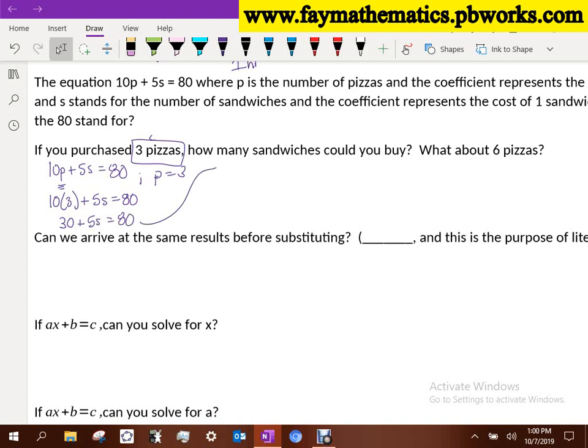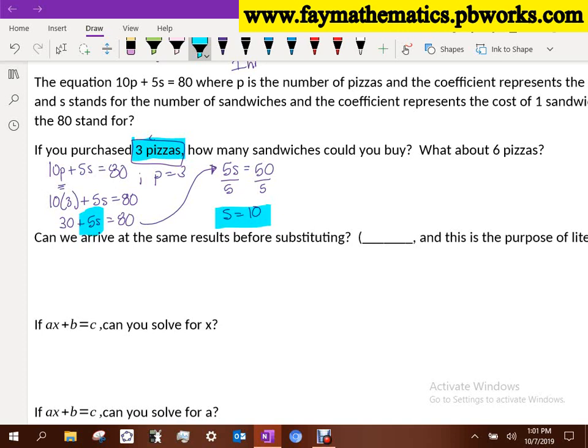Now what would you do to both sides? Try to find s. Subtract what? Alright, that's what I'm solving for first, right? Subtract 30. So you get 5s is equal to 50. So then what? Divide by 5, and s would be 10. Okay? So, if I start with 3 pizzas, if I know I have to buy 3 pizzas, that then allows me to eventually buy 10 sandwiches with it, right?